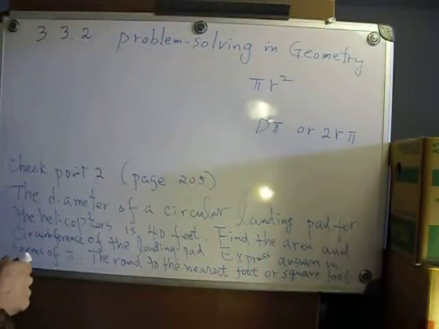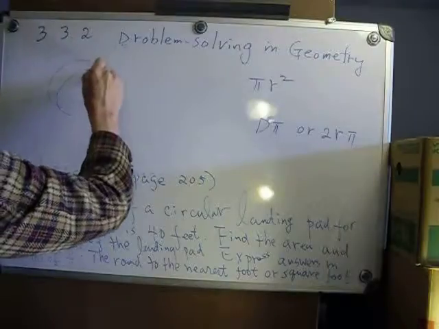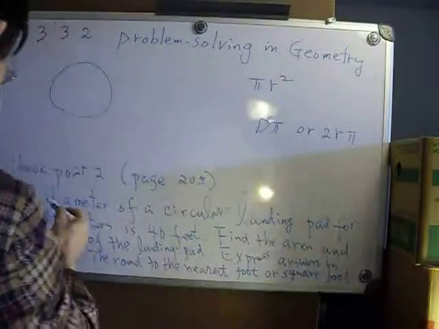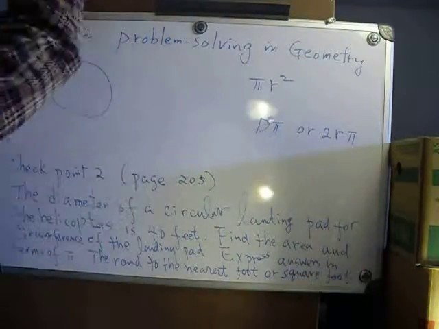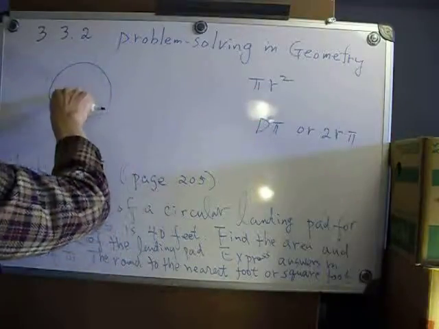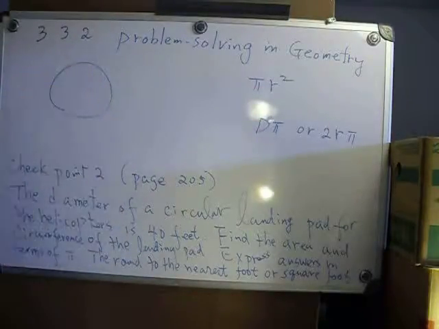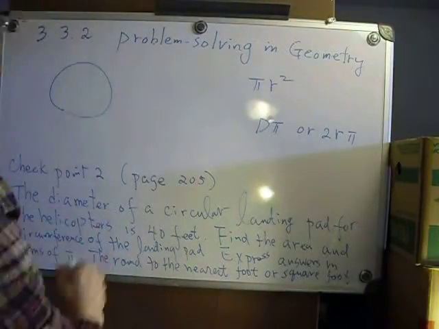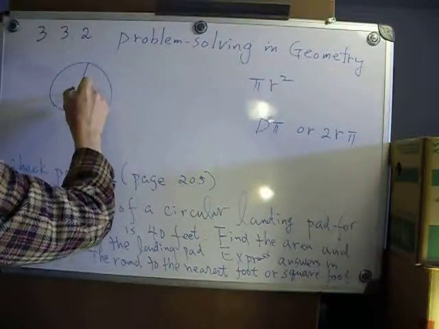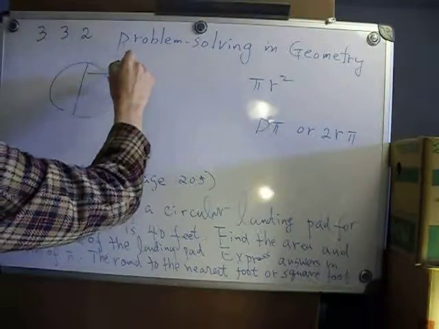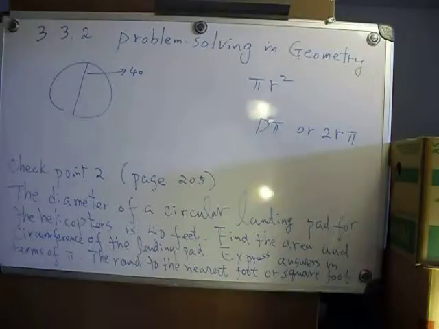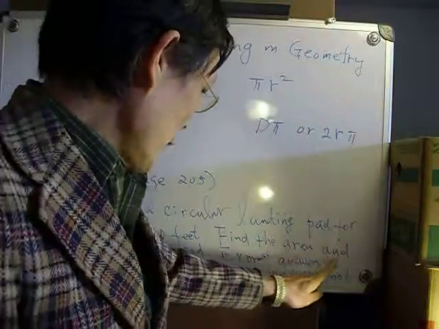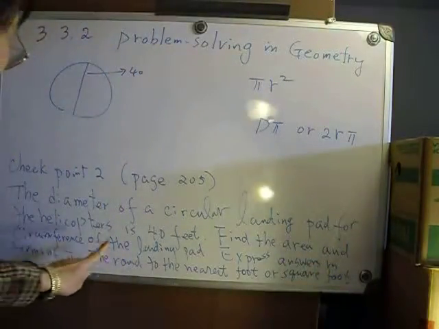Okay, circular landing pad. Assuming that looks like this, like a helicopter landing pad on the building or on the ground. The landing pad is like a circle, 40 feet. The diameter is 40 feet. So the longest side, 40. Then the question asks for the area and the circumference of the landing pad.